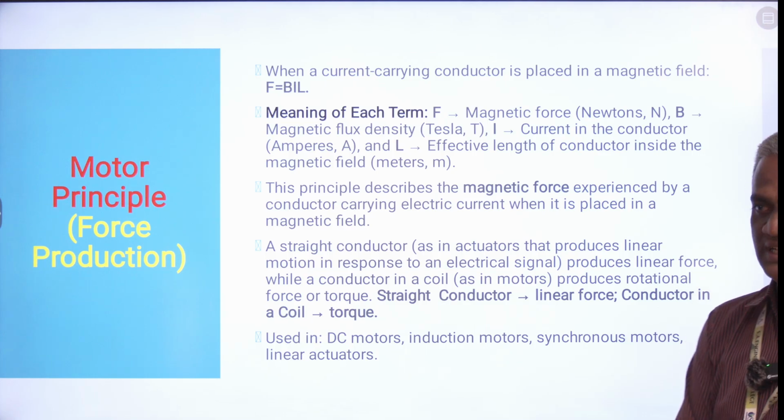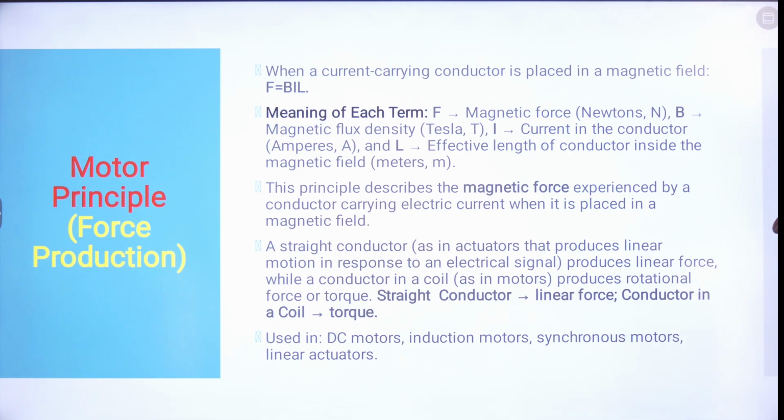So this will be producing the linear force, right? Then if you take the conductor in a coil, as in the case of motors, it will be producing the force or the torque. To put it in a simple sentence, a straight conductor is going to produce linear force. Then if it is a conductor in a coil, it will be producing torque.